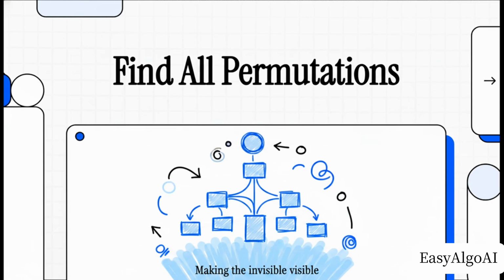All right, let's jump straight into this explainer. We are decoding the find all permutations algorithmic problem today, and we're going to master the art of the state space tree. If you've ever felt completely overwhelmed trying to mentally track how a computer explores every single possible combination of a dataset, well, you're in the exact right place. Today, we're making the invisible visible.